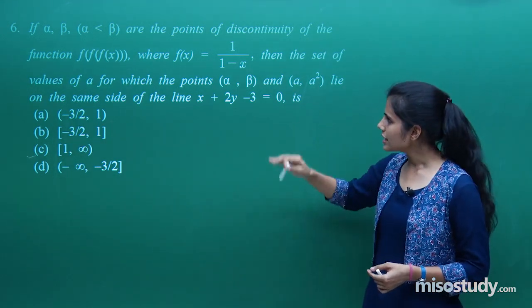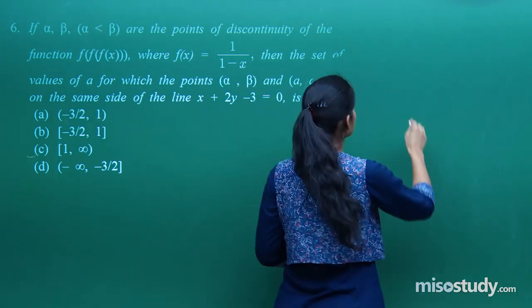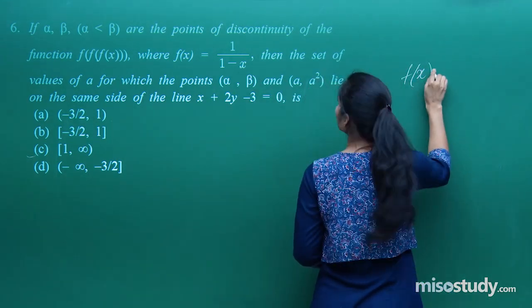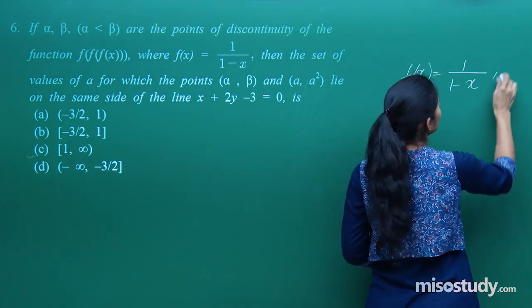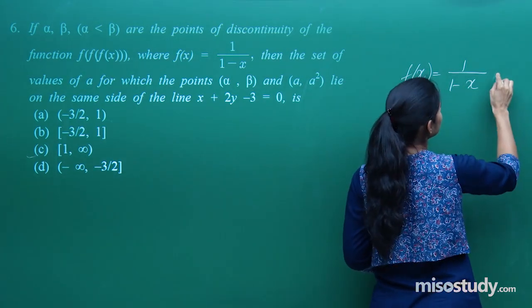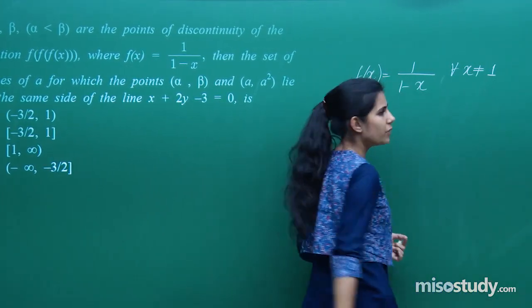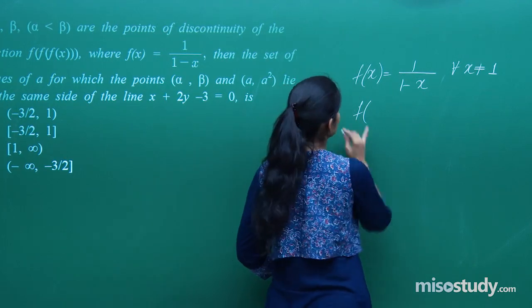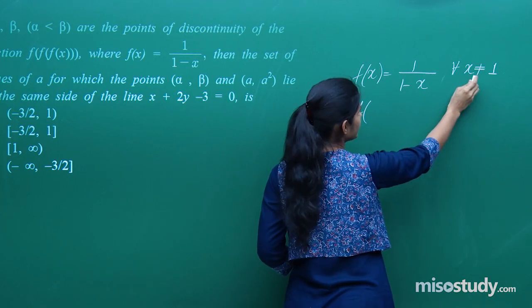So first of all, what is f of x and what are the points of discontinuity for this function? F of x is given to you as 1 upon 1 minus x. Now this is not defined or not continuous for x equals 1, right? So f is discontinuous for x equals 1. So the point of discontinuity of f is x equals 1.